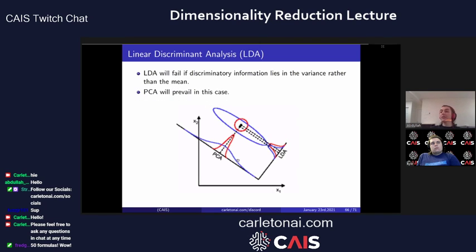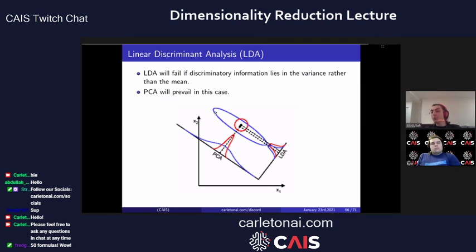And there is actually an interesting case in which LDA will fail if the discriminatory information actually lies in the variance rather than the mean, right? And PCA will prevail. So if you look at this, this is our original data. The blue and the red represent different classes.